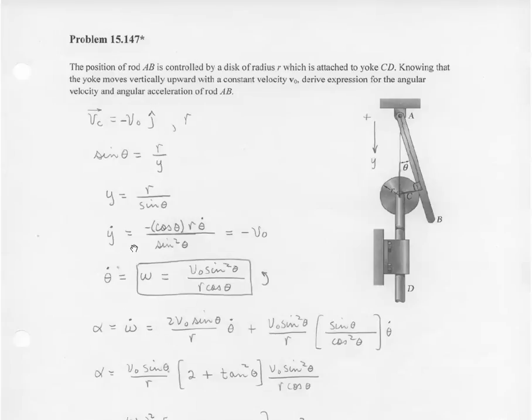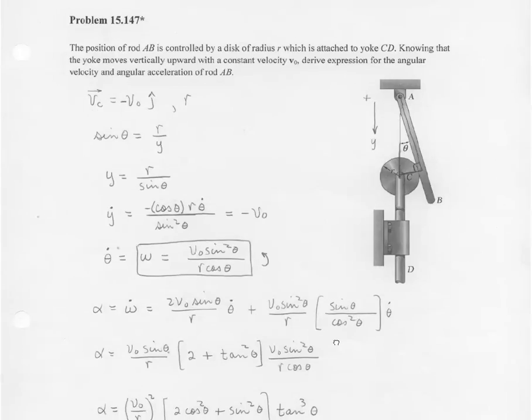Omega dot is found by looking at this expression and taking the derivative with respect to time. For the top term, you get a 2 sine theta and then a cosine theta, which cancels out that one, and then a theta dot. So you end up with 2 V naught sine theta over R times theta dot. The other one is a little more complicated because the cosine theta is in the denominator, but when you crank it out, you get this expression times theta dot.